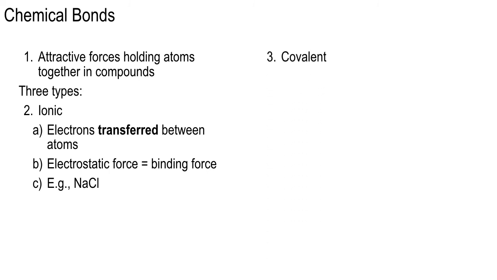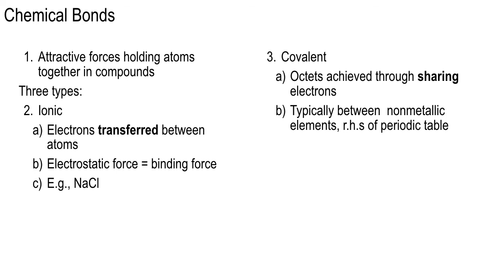All right. Now, the other kind of bonding is called covalent. This is the one where we fulfill what we call octets, shells of 8. And covalent bonding is typically between non-metallic elements on the periodic table, right-hand side usually.